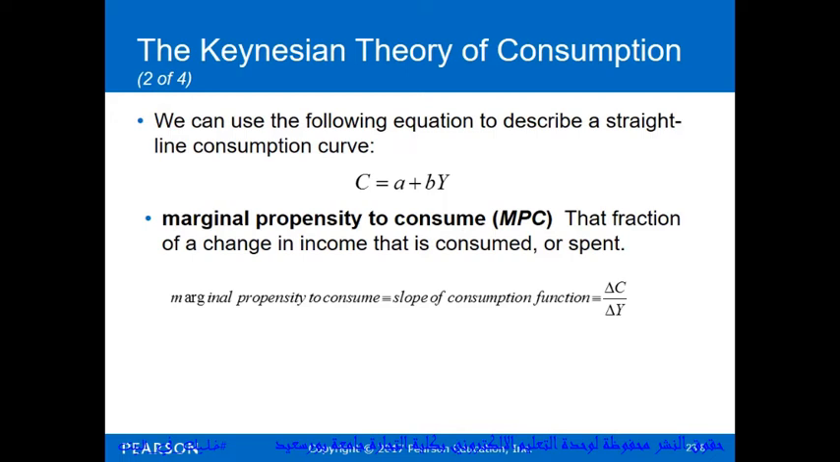The MPC is that fraction of a change in income that is consumed or spent. It can be calculated using the formula: the marginal propensity to consume, or the slope of the consumption function, equals delta C divided by delta Y, or can be calculated by dividing the change in consumption by the corresponding, or the associated, change in the level of income Y.